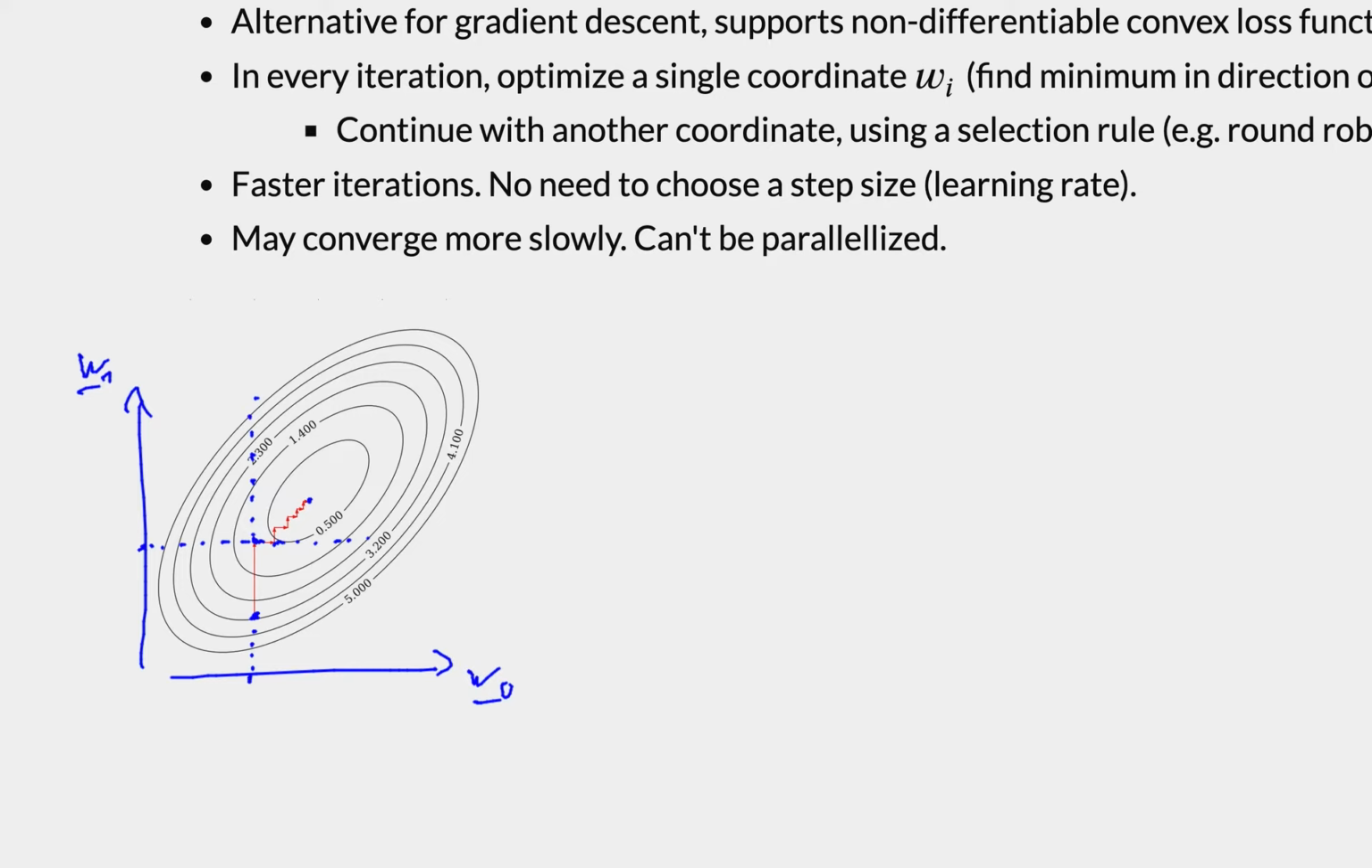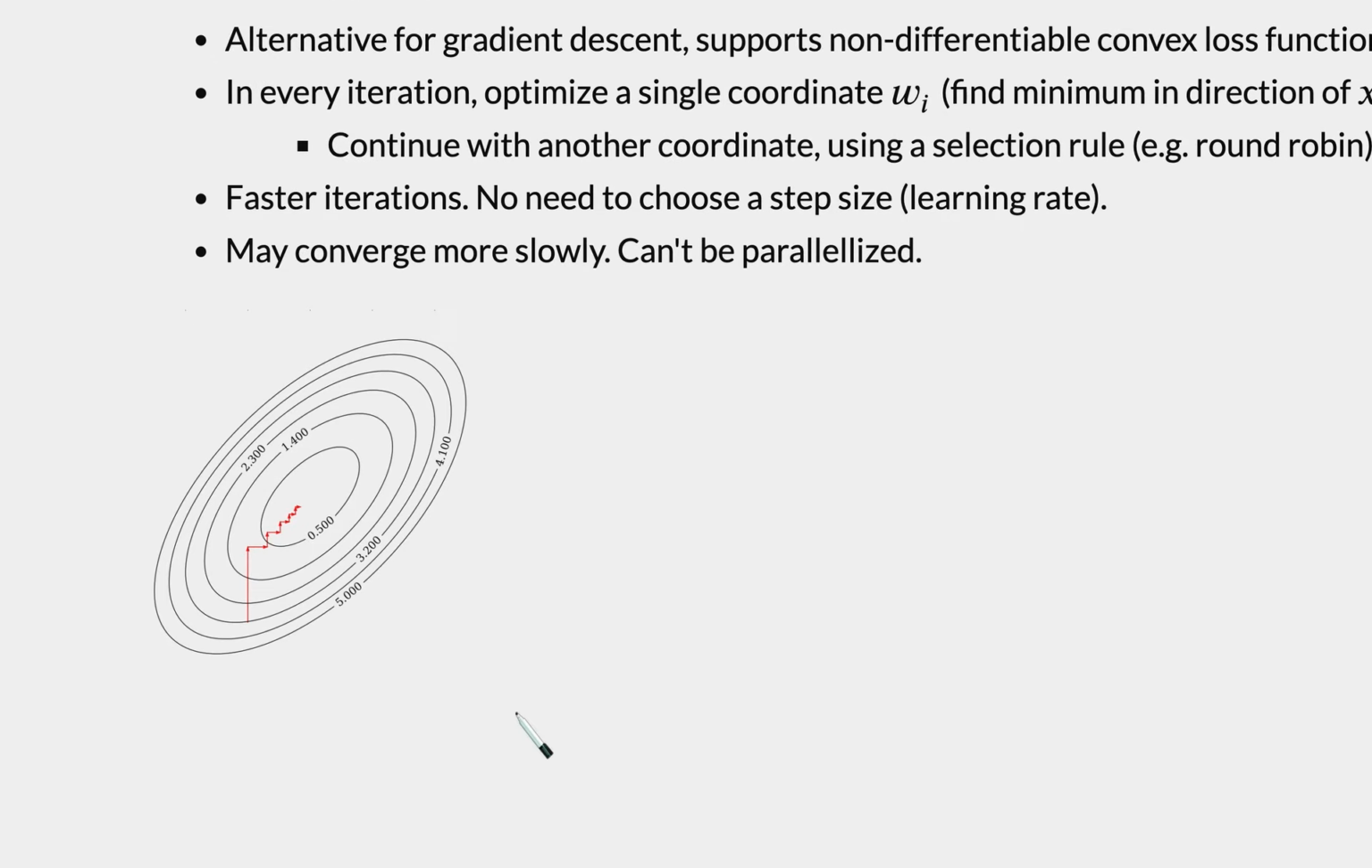Right? Now, because we only look at one variable, computing this gradient is faster. Right? So every single step in itself is faster than a gradient descent step. Also, we don't have to choose a learning rate. But because it has this zigzag pattern, it may still converge more slowly, and because it's also an iterative technique, it cannot be parallelized. But for Lasso, this is the best we got.